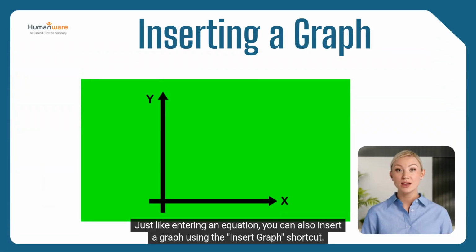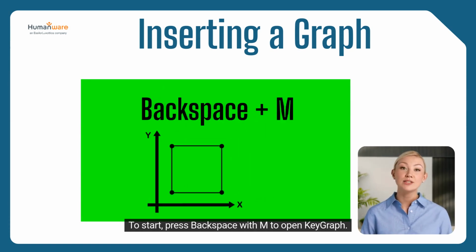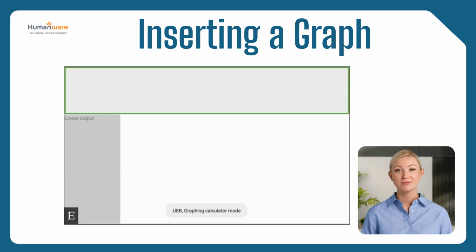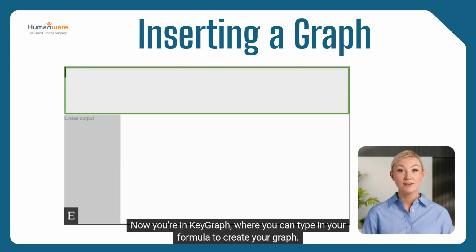Just like entering an equation, you can also insert a graph using the Insert Graph shortcut. To start, press Backspace with M to open KeyGraph. Edit box. Blank. Graphing calculator mode. You will be prompted with your preferred math code, followed by Graphing Calculator mode. Now you're in KeyGraph, where you can type in your formula to create your graph.